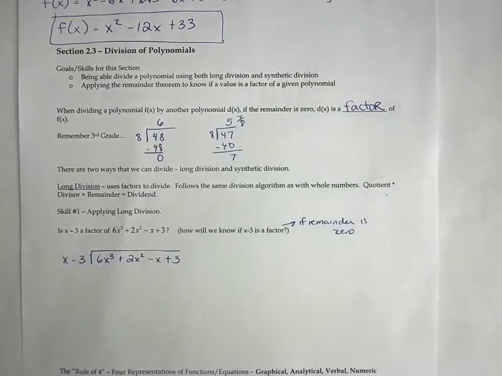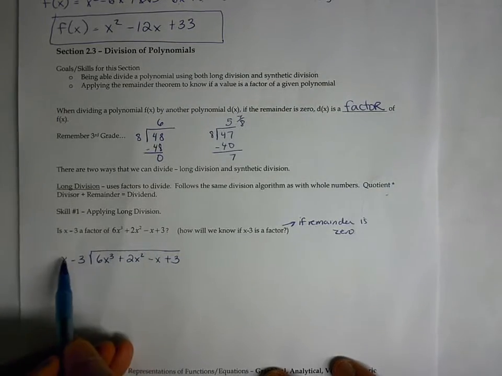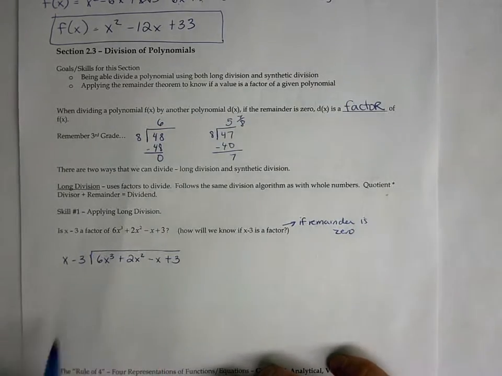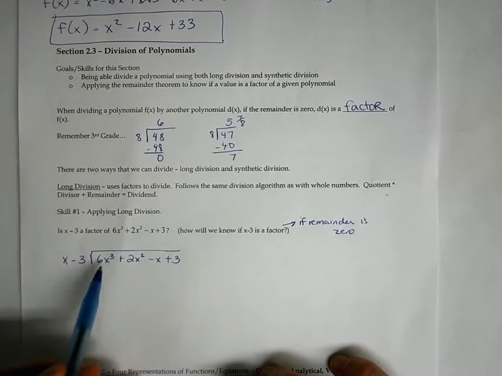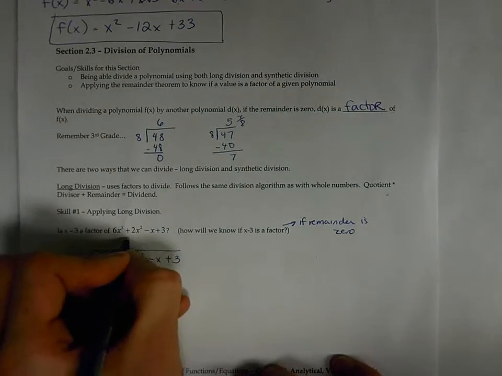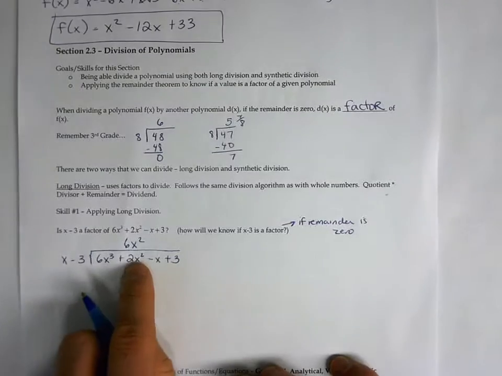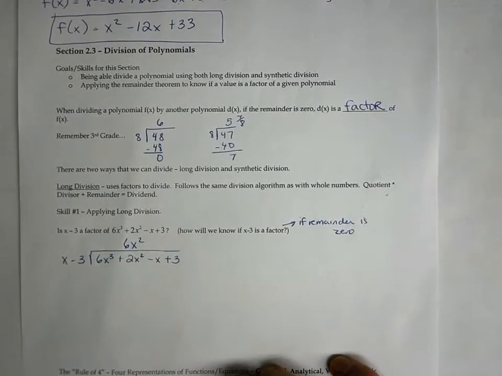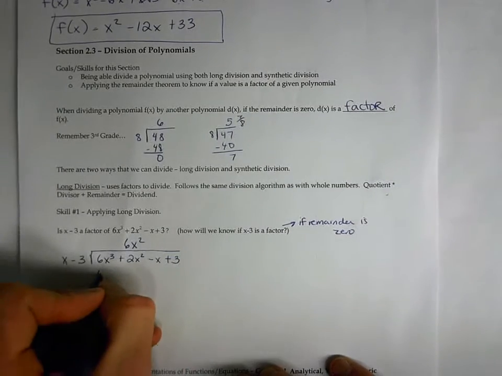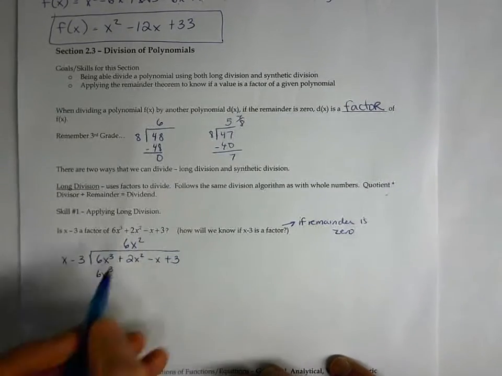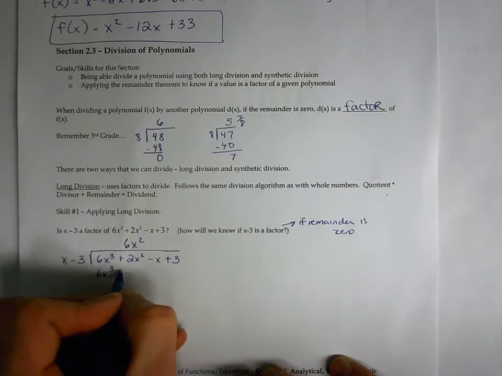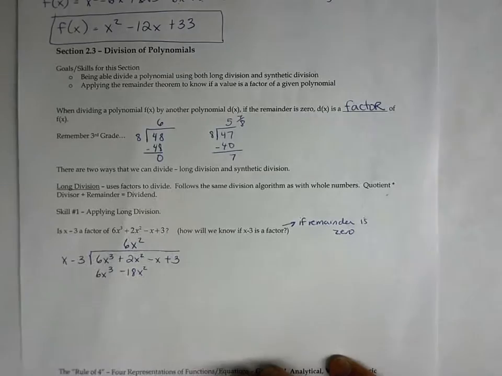So the first thing I want to ask myself is what times x gives me a 6x cubed? I'm only looking at the x piece out here. What times x gives me 6x cubed? And the answer is 6x squared. So we're going to write the 6x squared over the x squared term that we've got down here. Now when I multiply 6x squared times x, I get 6x cubed. 6x squared times a negative 3 is a negative 18x squared.